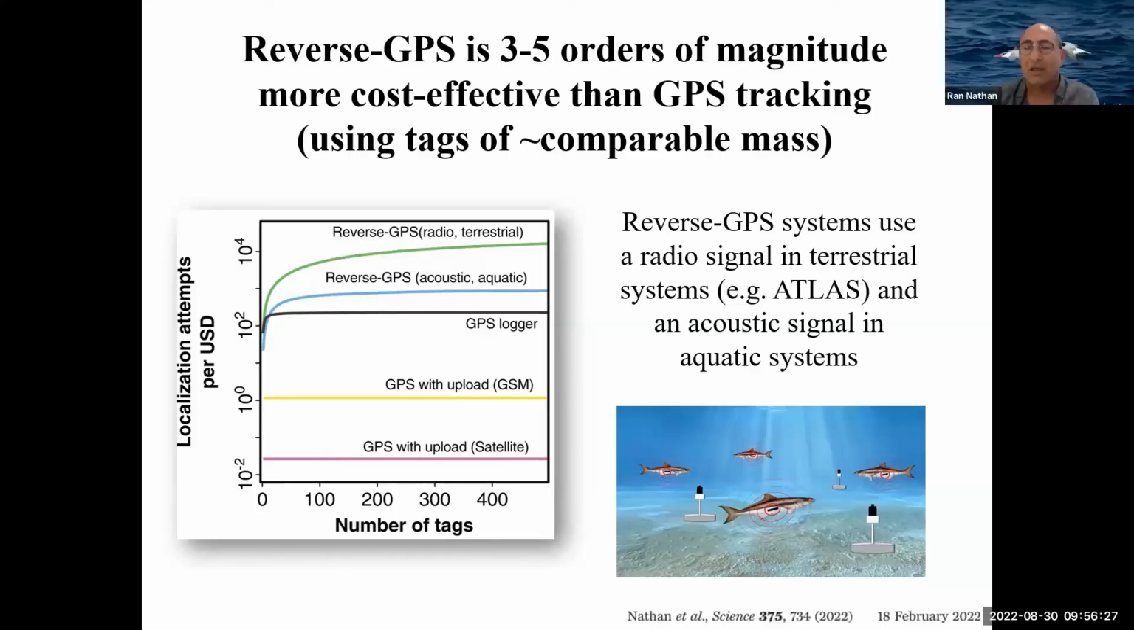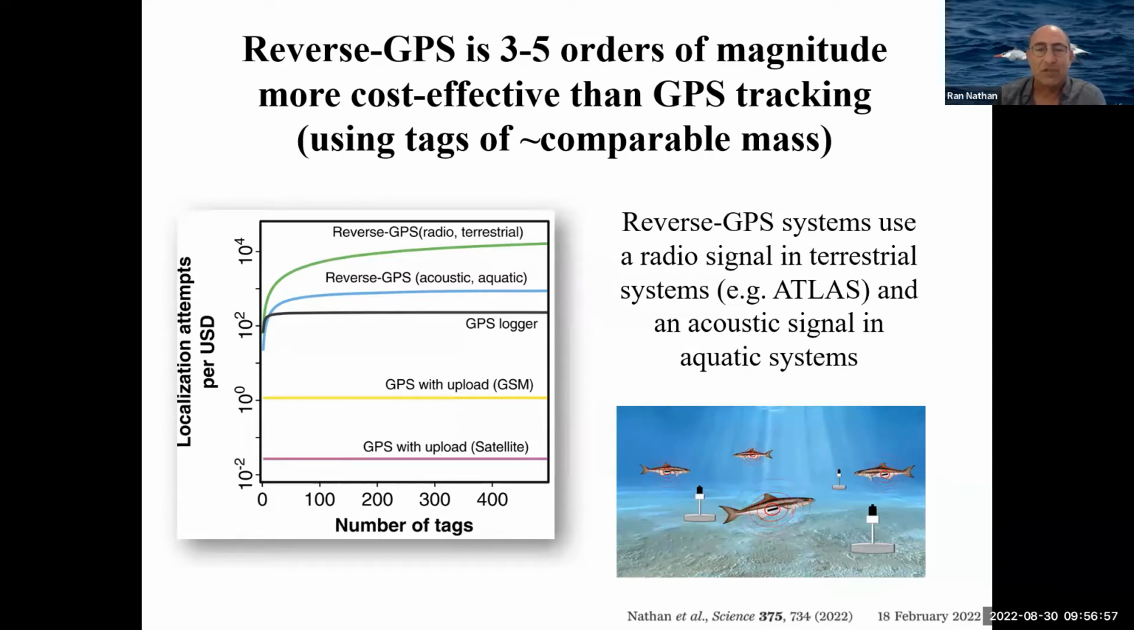Localization attempts per dollar are higher than with GPS based on satellites. The same principle is used in what is called acoustic telemetry in aquatic and marine ecosystems. It's the same equation, the same principles, and this has a long history of more than 20 years. And in fact, reverse GPS was used in animal telemetry before GPS.